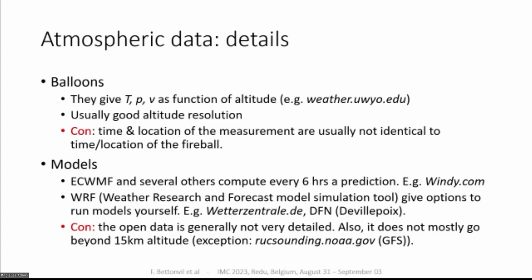Then as a second option, we have models. Of course, we have models because weather forecasts are being made. ECMWF is a good example, or GFS. They compute a new computation every 6 hours, and if you look around on the internet, you can find predictions and use that.